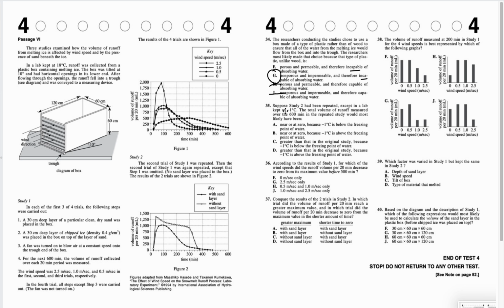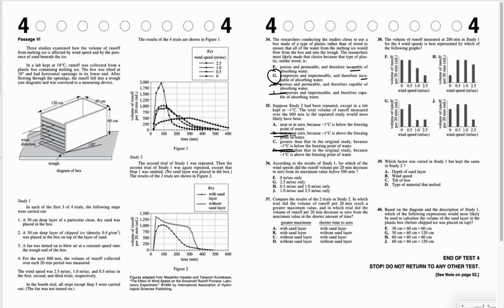Question 35 says, suppose study 2 has been repeated except in a lab kept at -1 degrees Celsius. The total volume of runoff measured over 600 minutes in the repeated study would most likely have been near or at zero, because -1 degrees Celsius is below the freezing point of water. That's a true statement. -1 degrees is above the freezing point. That is incorrect, so that one's gone. Because -1 is below the freezing point, that's a correct statement. -1 is above the freezing, so D is incorrect.